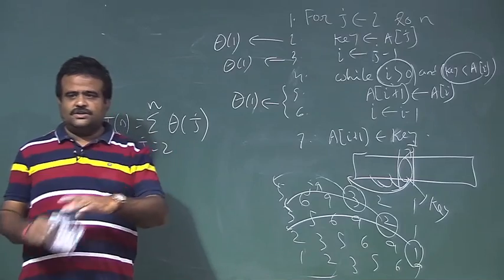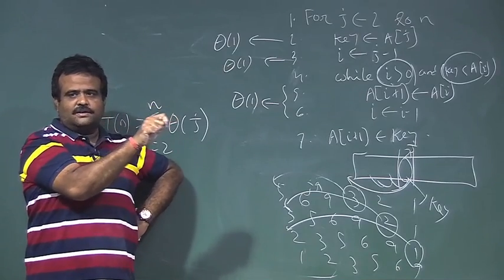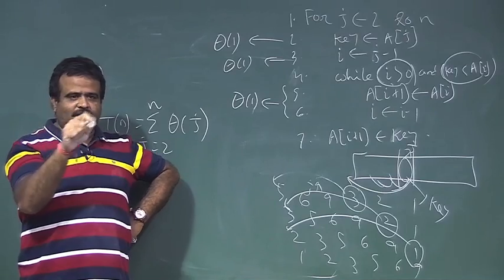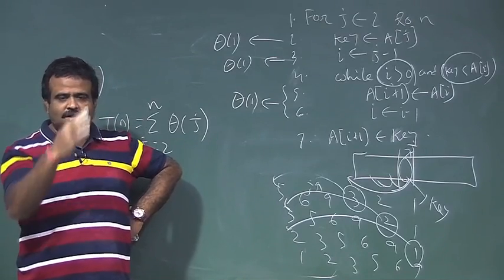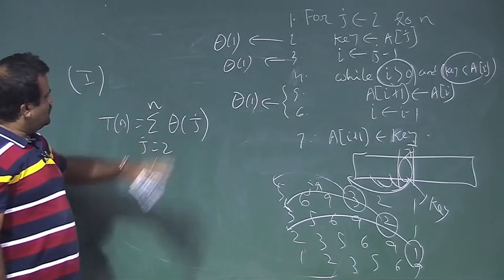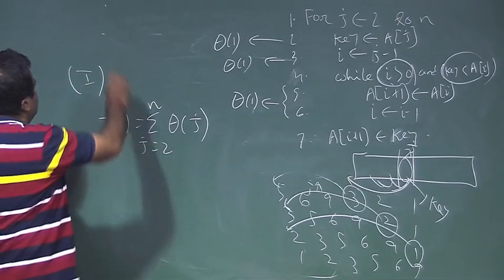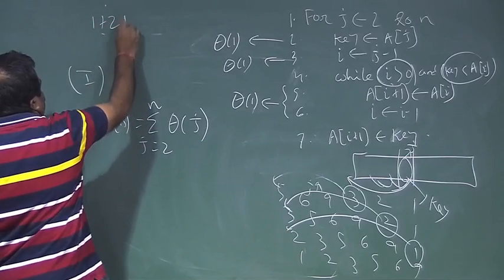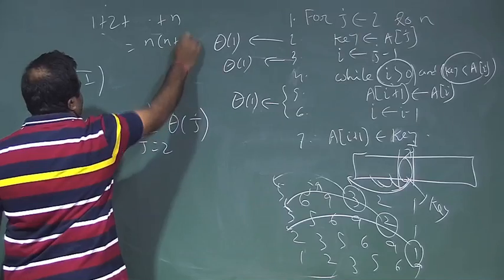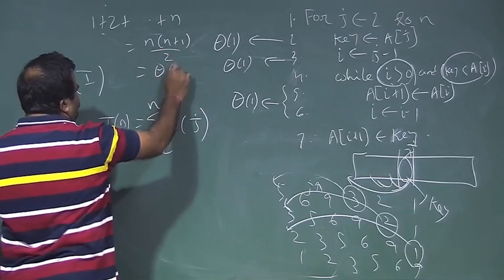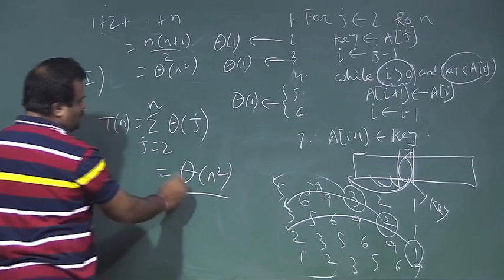For each j, if we fix a j, since j has to come all the way to the beginning, every time it is comparing and doing something. So that whole thing is just theta of 1, and this is basically theta of j. Now, this is an arithmetic series like 1 plus 2 plus 3 up to n. So this is basically n into n plus 1 by 2, which is theta of n square.